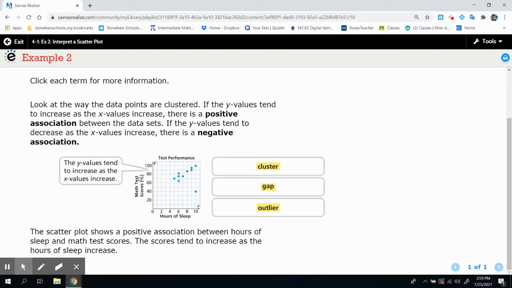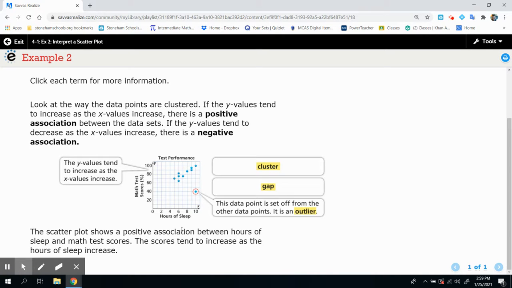That's a positive association. Here we see a cluster, a group of points that lie close together. There's a gap, an area on the graph that contains no data, and an outlier, a data point set off from the other data points.